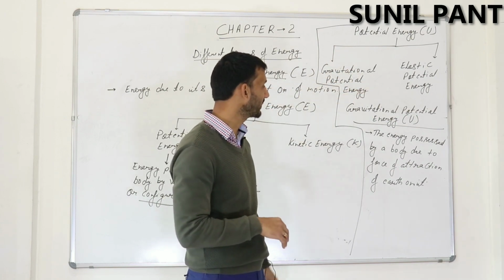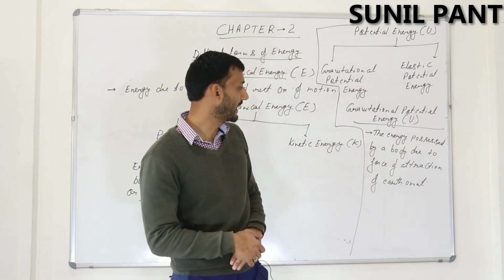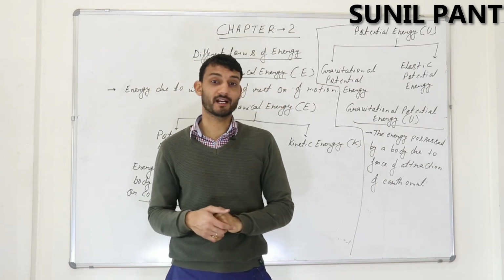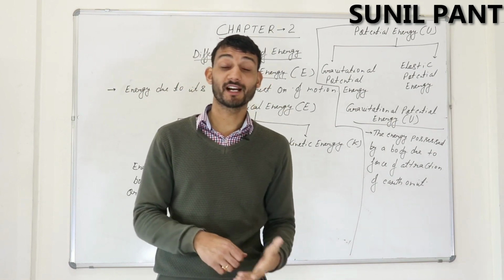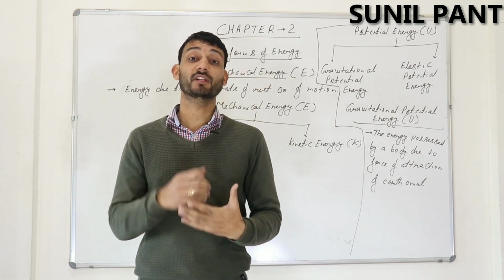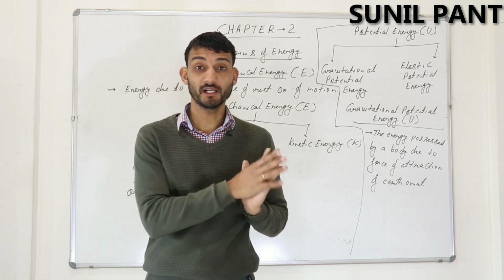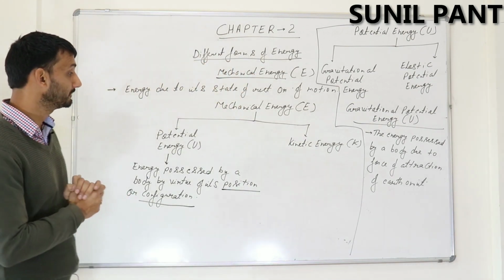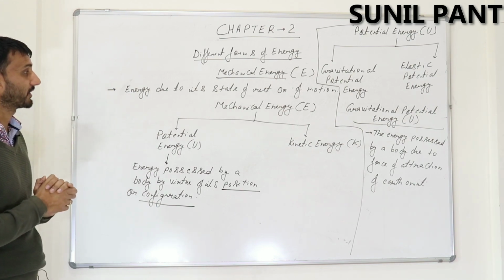Gravitational potential energy, which has the symbol U, is the energy possessed by a body due to the force of attraction of earth on it. If a body is at some height, you take any object at some height from the ground level, the energy possessed by that object at any point of time will be the potential energy, and that is how you define potential energy.